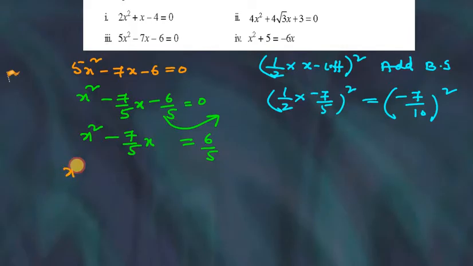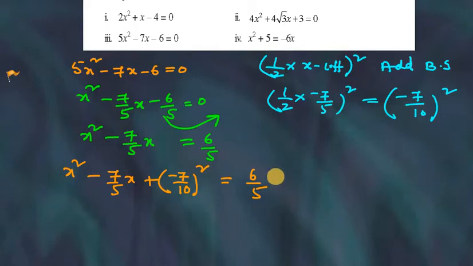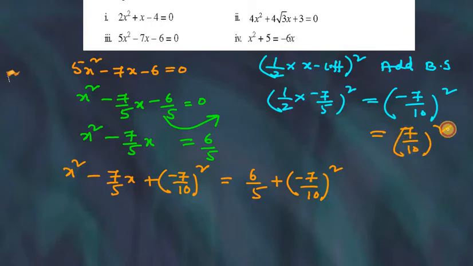So x square minus 7 by 5x plus minus 7 by 10 whole square is equal to 6 by 5 plus minus 7 by 10 whole square. So this is the same as 7 by 10 whole square. Minus 7 by 10, we can write it as plus 7 by 10 whole square. Why? Because we have the even power, I can take here plus 1.